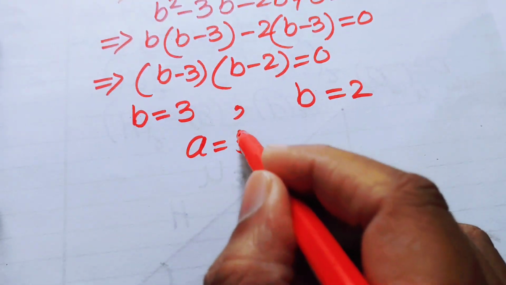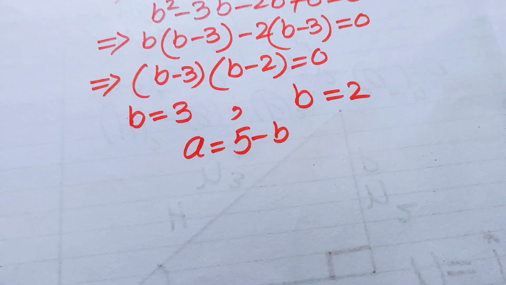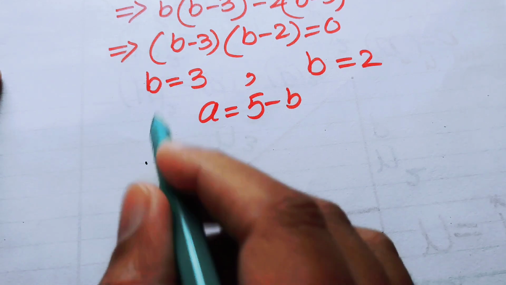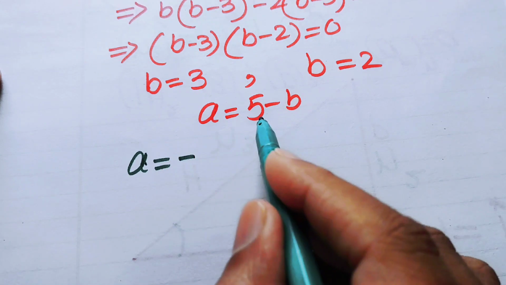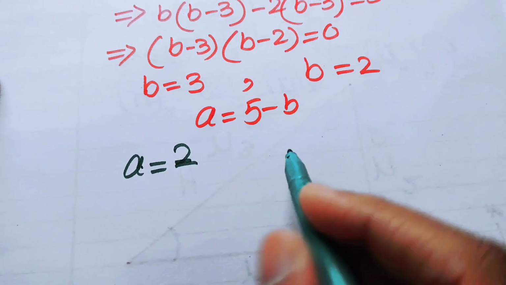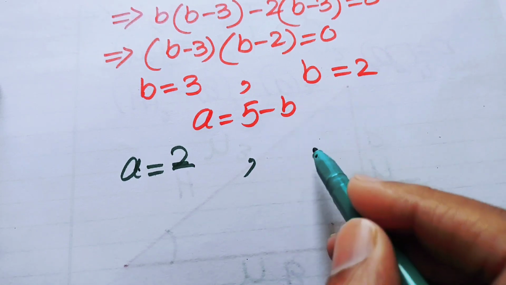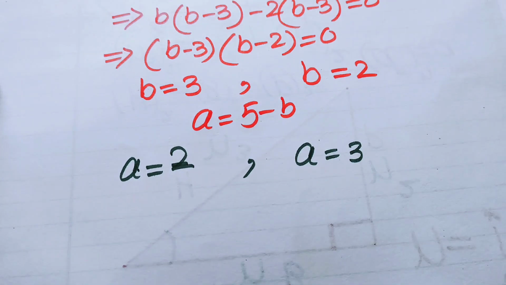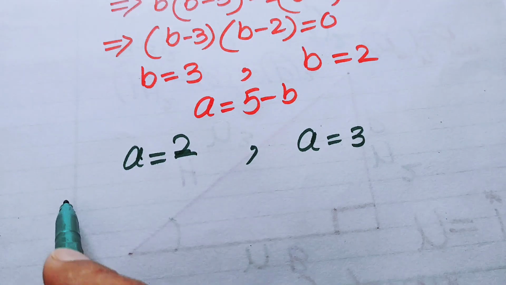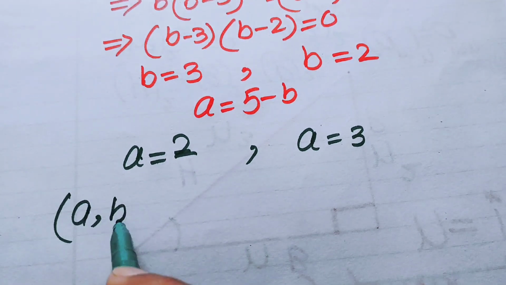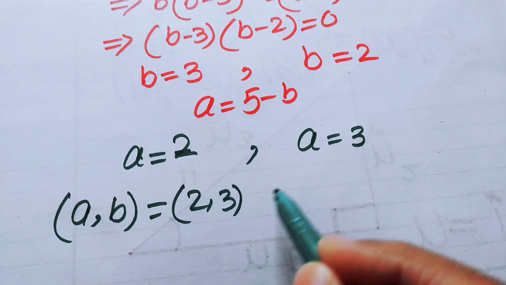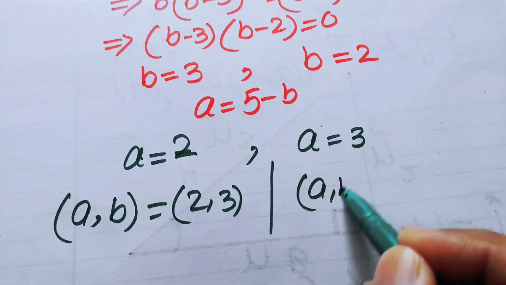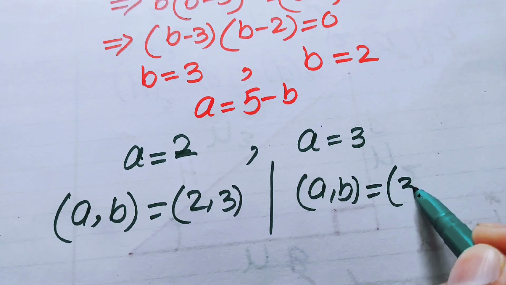So here I can write a equals 5 minus b, and now we put the value of b, and you get, when you put b equals 3 here, a equals 5 minus 3, which is 2, and similarly when you put b equals 2 here, you get a equals 3. So here we find the pairs of a and b: our first pair is 2 and 3, and the pair of a and b which we get in this case is 3 and 2.